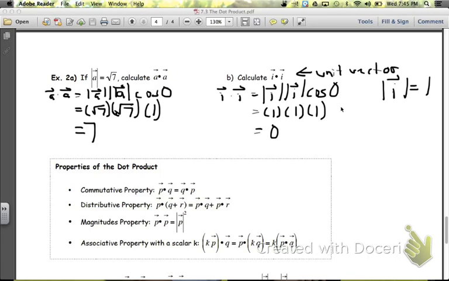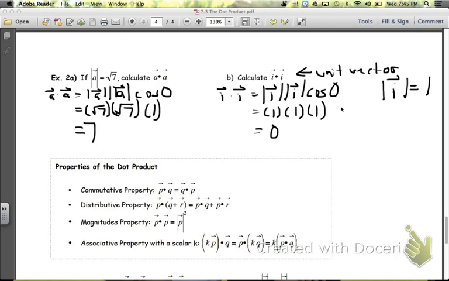Also, looking at our magnitudes property, the dot product between a vector and itself is just equal to the magnitude squared. And also looking at our associative property with a scalar k, if we have the scalar k times our vector P, and the dot product between that and Q, we have this equal to the dot product between P and the scalar k times the vector Q, or you could just find the dot product between P and Q and then multiply it by k at the end.